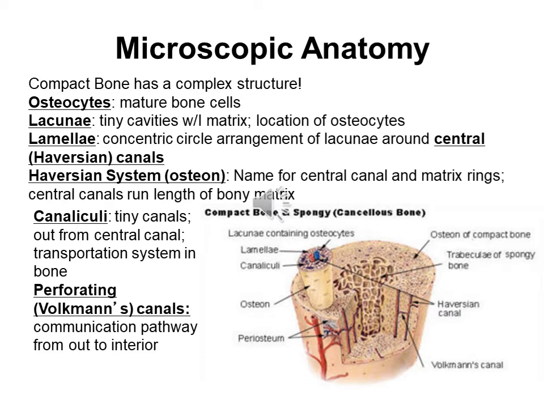This is really a complex structure. So a single osteon has a series of concentric circles known as lamellae, and it's around a central canal. That central canal is your Haversian canal.